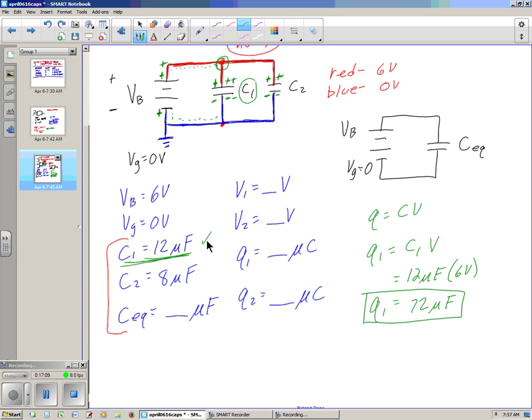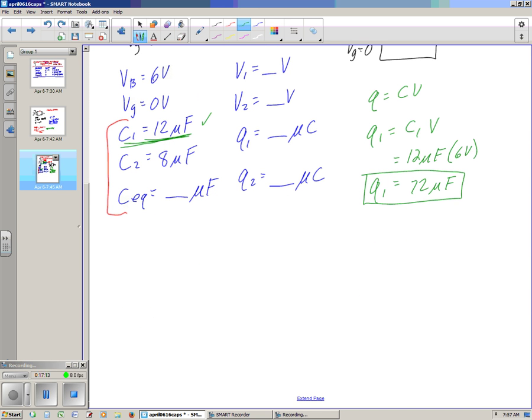We're going to do the same thing with number 2. So Q2 equals C2V, which would be then 8 microfarads from our given table over here.